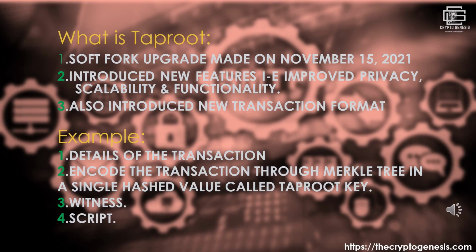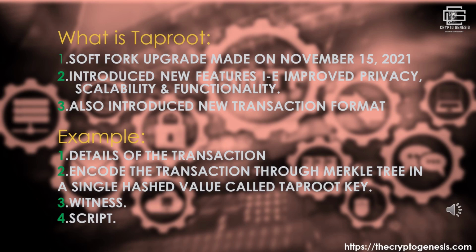Let's say you want to pay a friend for some goods or services using Bitcoin. Instead of revealing the details of the transaction on the public blockchain, Taproot enables you to encode the transaction through a Merkle tree in a single hashed value known as the Taproot key. When you send the Bitcoin to your friend, the transaction appears as a simple, single signature transaction on the blockchain. However, if your friend wants to spend the Bitcoin, they can reveal the details of the transaction by providing a witness that satisfies the condition of the script encoded in the Taproot key.